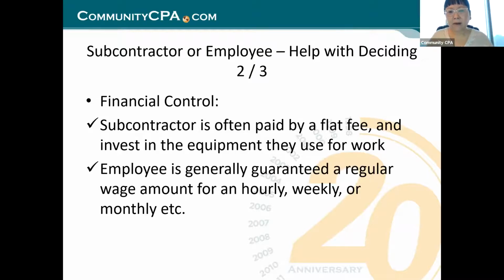Okay, so financial control in this context is about how you pay them. A subcontractor is typically paid by the job. You finish this roof for me, and that's $15,000. And me as a contractor, I actually charge my client $20,000. So I make $5,000 profit, but I give my subcontractor $15,000. So that's a job done, right? They're paid by the job.